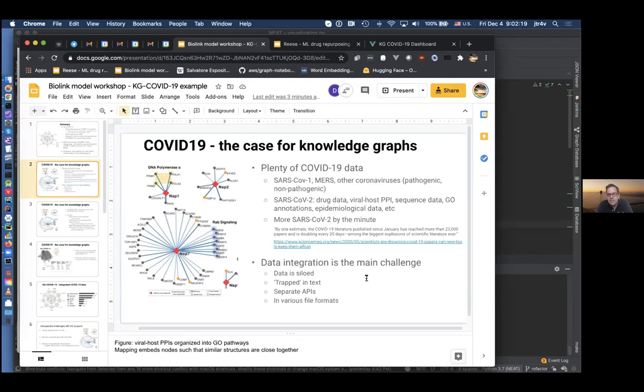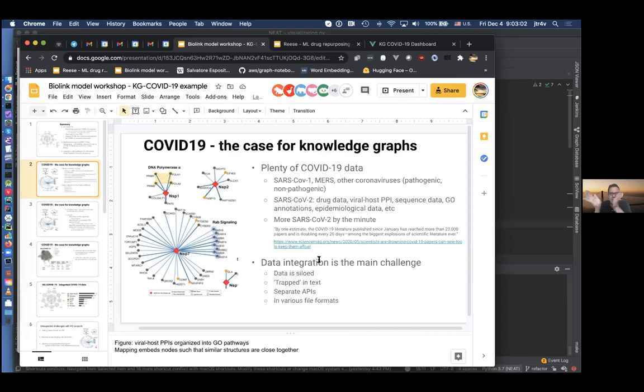just briefly, the idea is, even before the pandemic hit, there was plenty of coronavirus data around from SARS-CoV-1 and MERS, and plenty of other coronaviruses that are pathogenic and non-pathogenic. Then SARS-CoV-2 hit, and everybody started sequencing the daylights out of everything, and there's all these bespoke, targeted data about SARS-CoV-2. This is getting dated, but last time I checked, a couple of months ago, there were 23,000 papers on this, and it's doubling every 20 days. So it's probably more like 100,000 now. It's just a deluge of data.